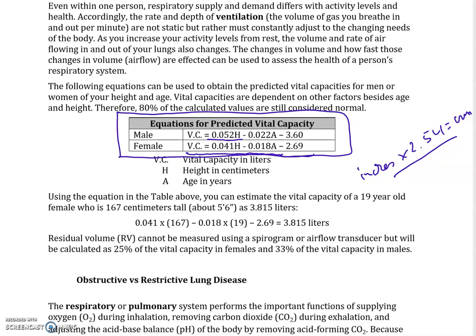So for women, generally speaking, the vital capacity is going to be a little bit smaller, more likely close to 3.5, 4 liters, maybe 4.5, depending on your age and your height. Those are the main contributing factors.